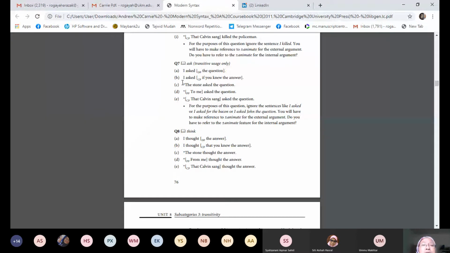Okay. So what about the stone asked the question? Cannot. To me ask the question? Cannot. That Kelvin sent the question? Cannot. So apparently ask needs to have an animate noun, and then it can take a DP and a CP. What about think? I thought the answer. Okay. I thought that you knew the answer. Okay, it's just like ask. And then also think needs an animate subject.